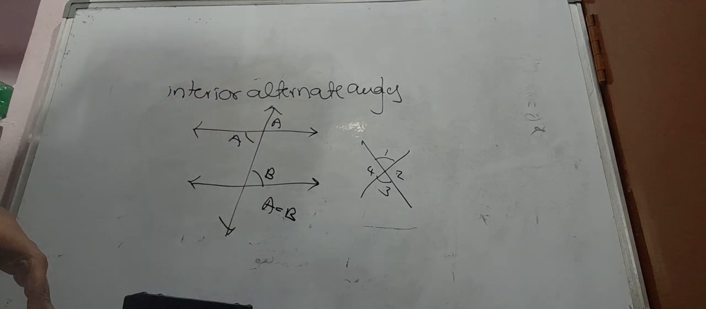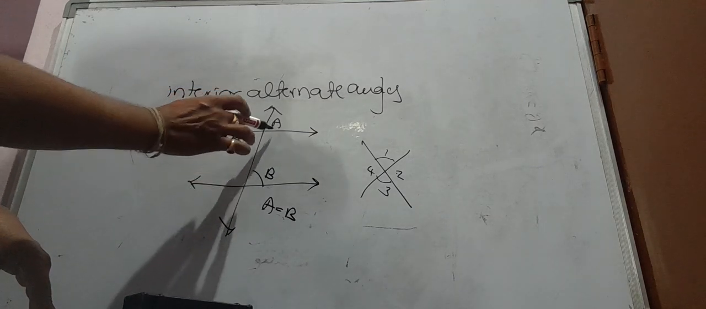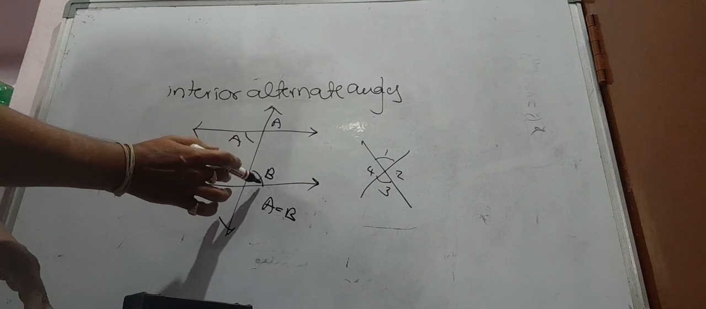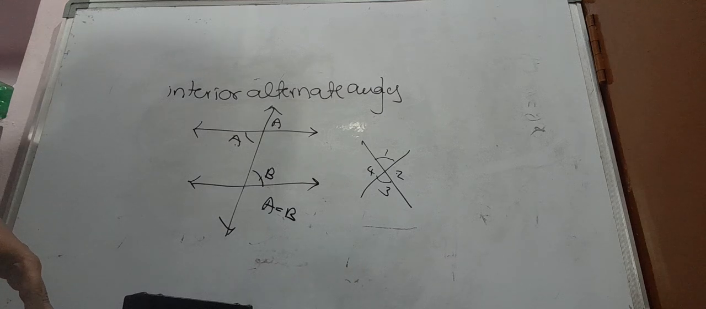So when vertically opposite angles are equal, here A means here also we can write A. That logic you should understand. Here I wrote A means here also A. But A and B are what? A and B are corresponding angles. Already we learned that the corresponding angles are equal. Therefore here A and B became equal. They are interior alternate angles. When a transversal cuts two parallel lines, the interior alternate angles are equal.